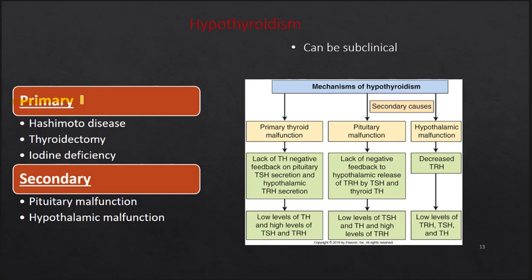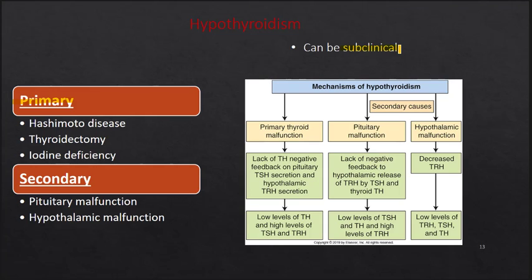Hypothyroidism can be subclinical, meaning somebody can have issues with their thyroid not producing enough thyroid hormone and not necessarily have enough signs and symptoms to be aware that there's a problem. So they have a lower metabolic rate, but they're not aware of it.